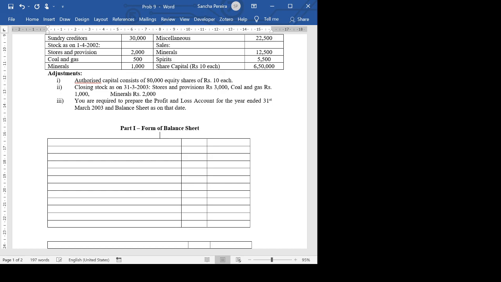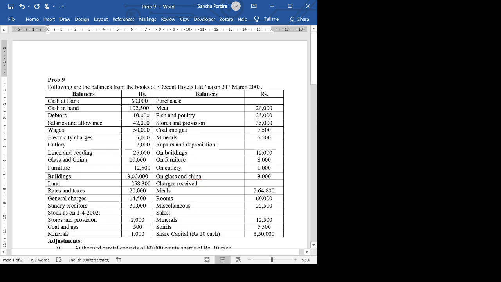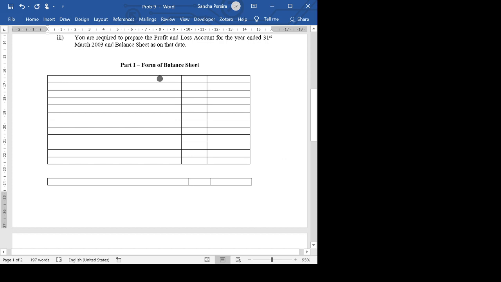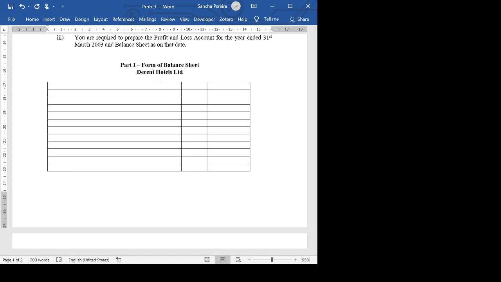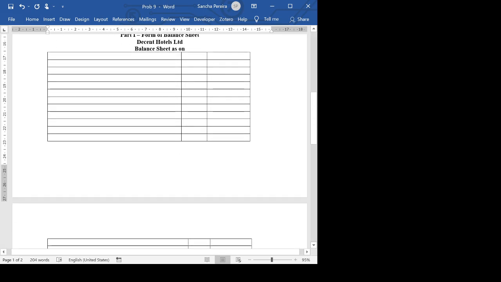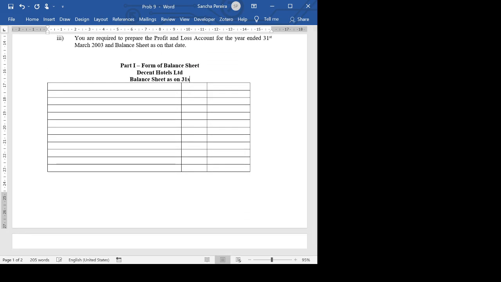Then we have the name of the hotel. So here I think it is Decent Hotels Limited. And then we have balance sheet as on the date, 31st March 2003. Okay. So you have the particulars.